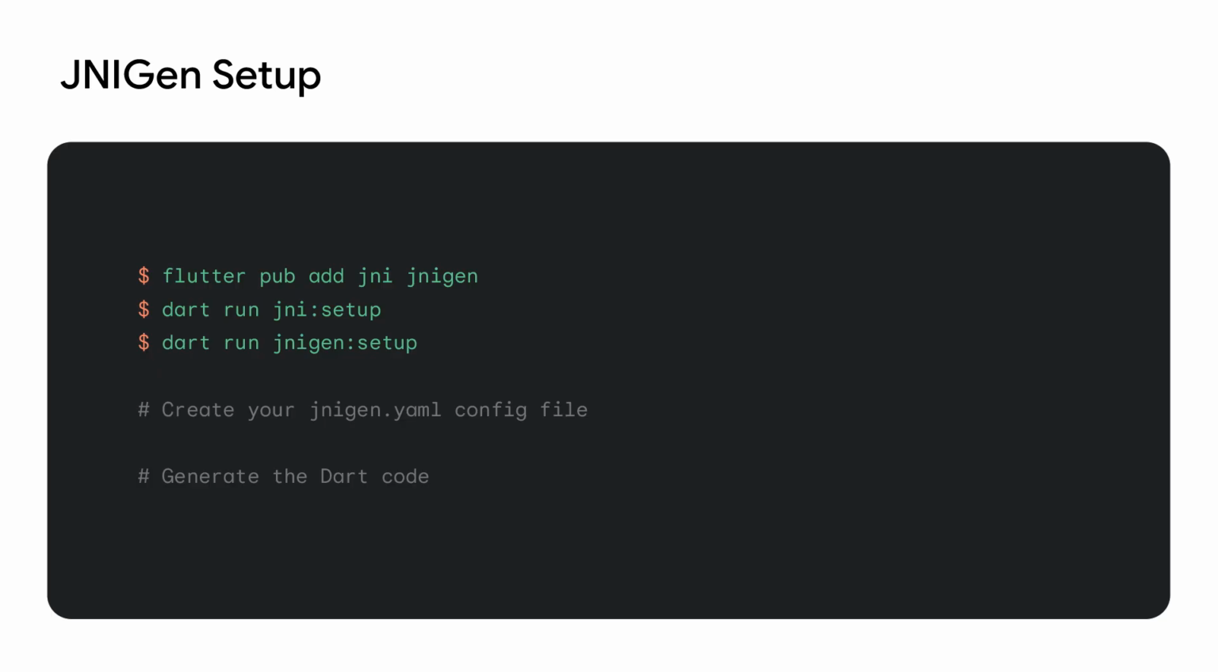Let's talk about what we need to do to get started. First, we need to add JNI and JNIGen packages to our project and run their setup tasks. Those tasks will retrieve native libraries to run Java code and the JNIGen app summarizer that helps translate Java code into a syntax tree that can then be converted into Dart.